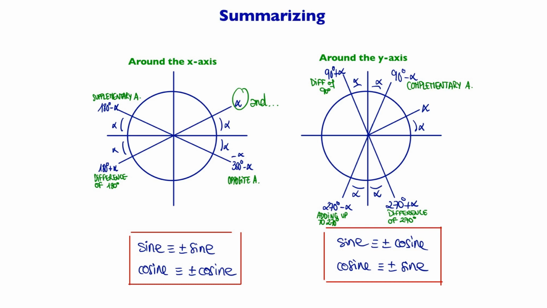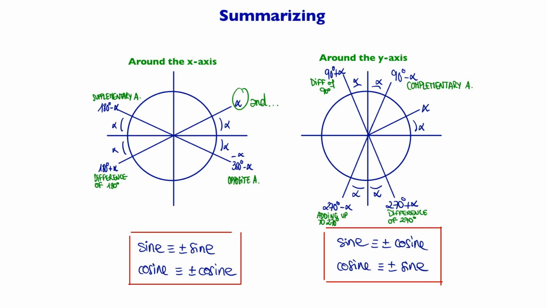We have alpha, always alpha, and after that 180 minus alpha, 180 plus alpha, or 360 minus alpha. This is around the x-axis. Around the y-axis we have alpha. This is not one of our examples, but we are going to add it. And we have 90 plus alpha and 270 minus and plus alpha.